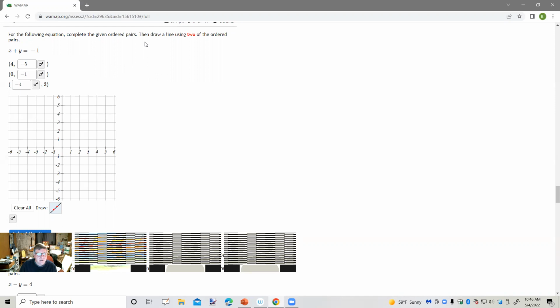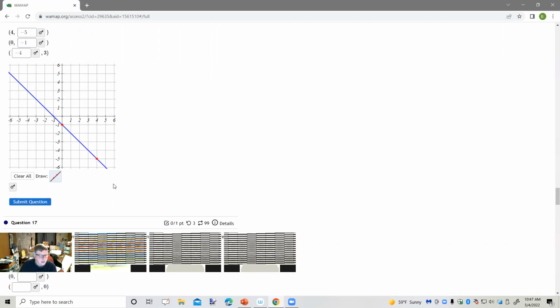Now, it says here, draw a line using two of the ordered pairs. It doesn't matter which two. I'm going to go ahead and use the first two. So we're going to start with 4, -5. And then, let's see, 0, -1. x is 0, y is -1 is right there. Okay.